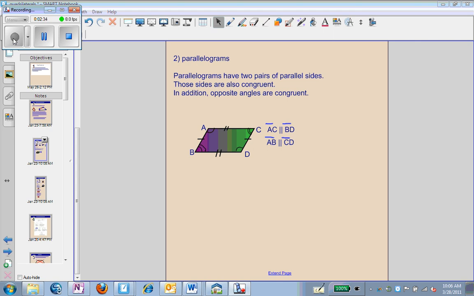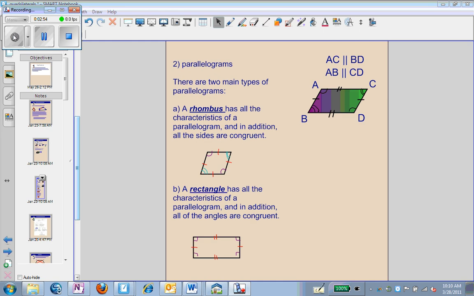First, we'll know about the parallel characteristics. We know that opposite sides are parallel. Then we're also going to know that opposite sides are congruent and opposite angles are congruent, as we see in this picture. Now, there are two main types of parallelograms, a rhombus and a rectangle. A rhombus has all the characteristics of a parallelogram, so you know that opposite sides are parallel, and opposite angles are congruent.